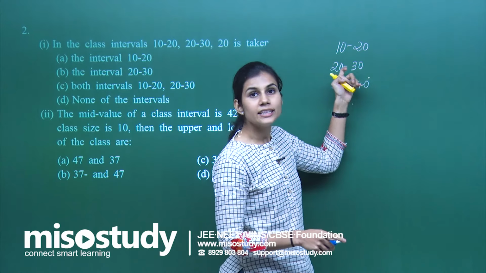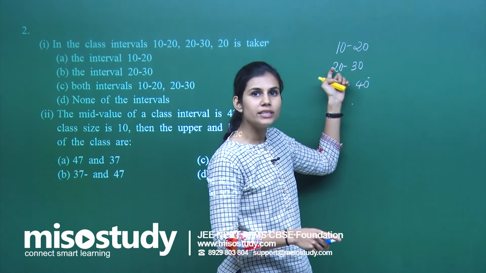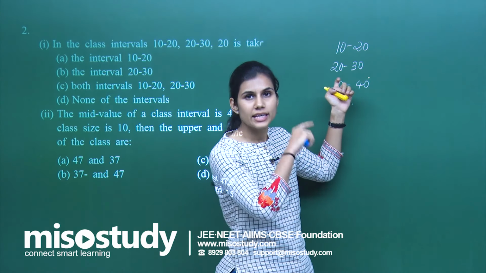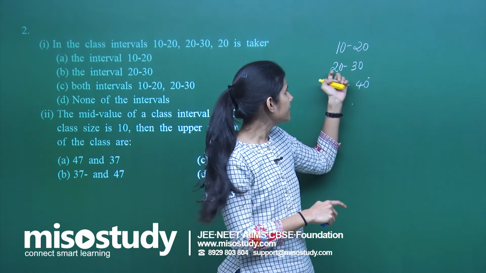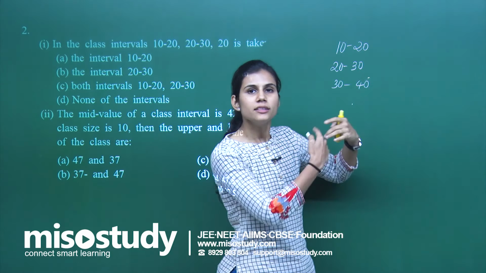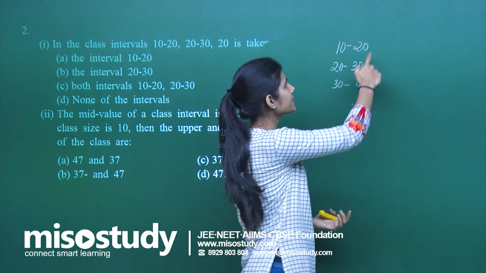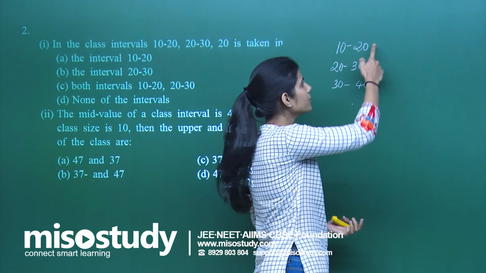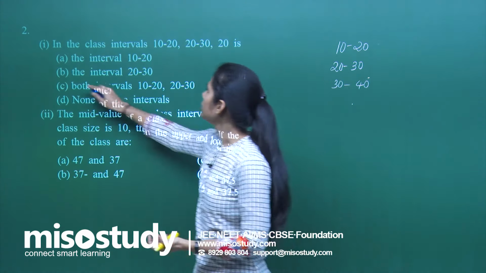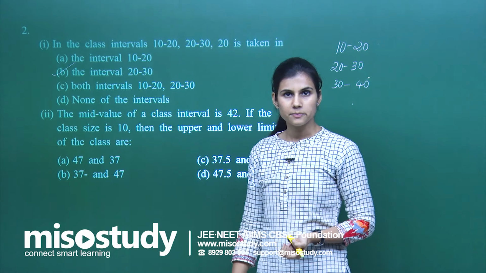20 is actually in the class interval 20 to 30, because it is sitting as the lower limit, and the lower limit of a class interval gets included in the class interval. In the class interval 20 to 30 are values from 20 to 29, 30 is excluded. So 20 is excluded in the 10 to 20 class interval, but 20 is included in the 20 to 30 class interval. So 20 is actually sitting in the 20 to 30 class interval.